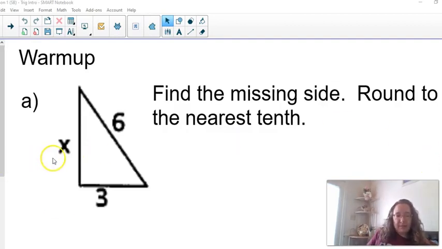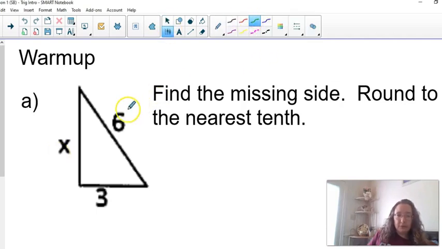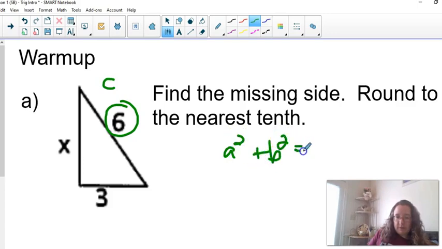If we wanted to find the missing side of this triangle, we would use the Pythagorean theorem. And so we would set up our equation. Remember that our hypotenuse needs to be our c when we do a squared plus b squared equals c squared. Now, I'm not using my pen and tablet, so you have to deal with my bad writing. Sorry about that. And then these two legs can be a and b, it doesn't matter which order we put them in. x squared plus 3 squared equals 6 squared.